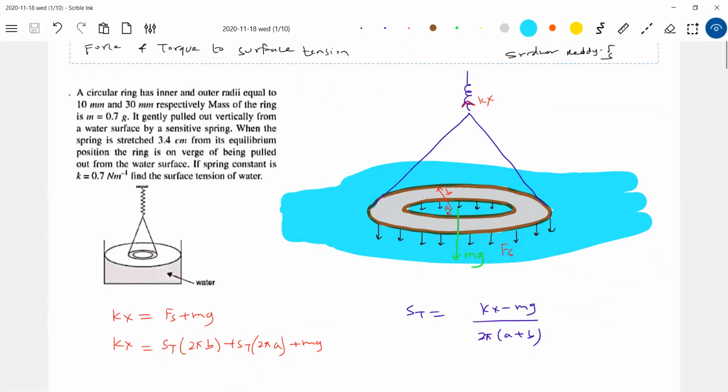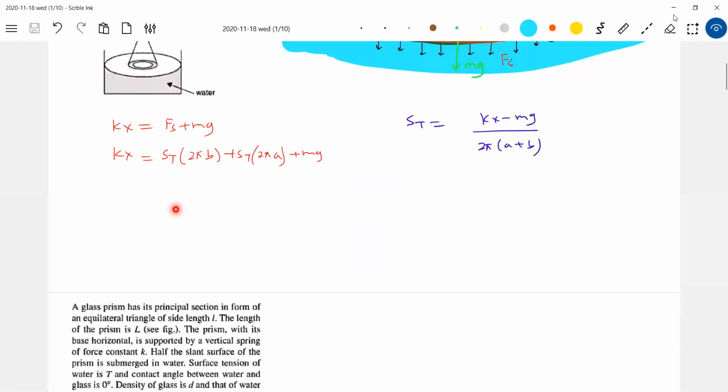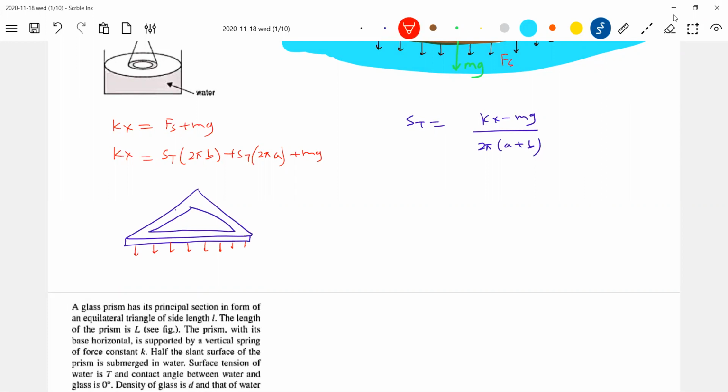So if I keep a triangular one, let me summarize things here. If I keep a triangular plate, the wave force due to surface tension should act here. I can't show at other faces. So here also it will be acting. Okay, we'll do one thing. I'll take a triangular frame. Then the force due to surface tension should be like this. Getting it now? So this everything is a triangular frame.